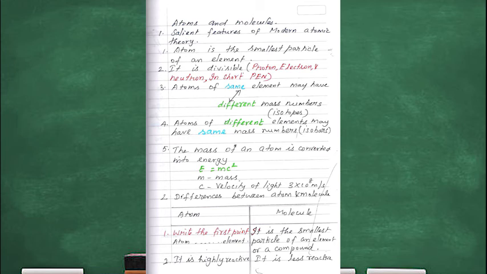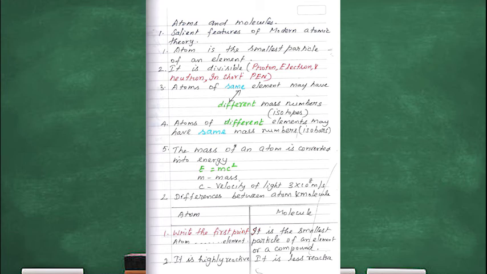The next one will be the differences between atoms and molecules. One side you write atom, the next side you write molecule. Earlier we have written that an atom is the smallest particle of the element. The same thing you copy down. Then on the next side, molecule is the smallest particle of a compound also. One point ready.